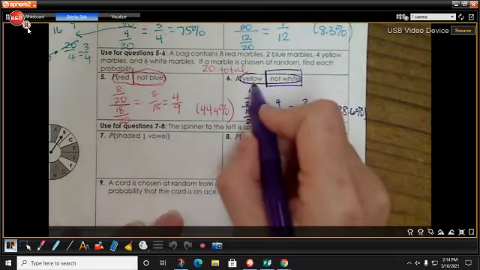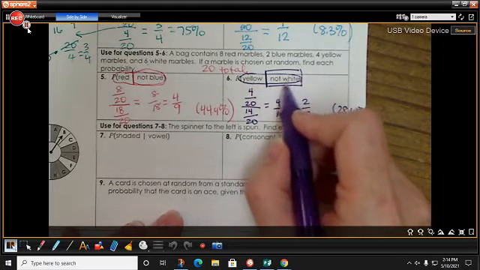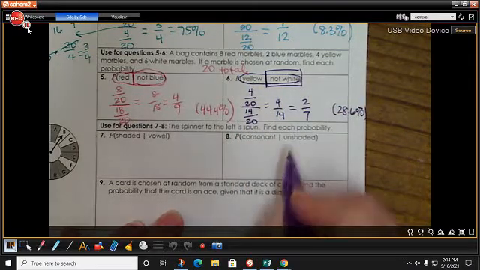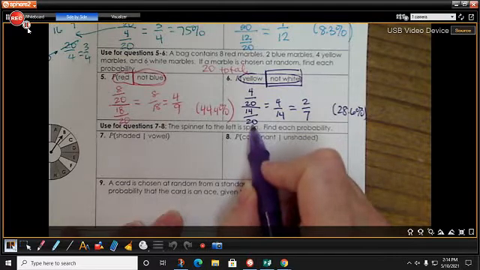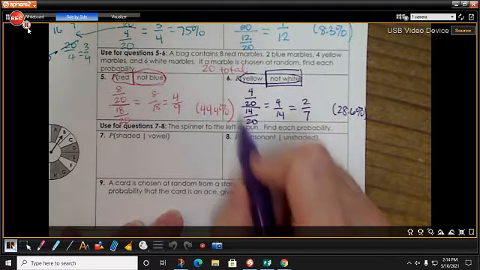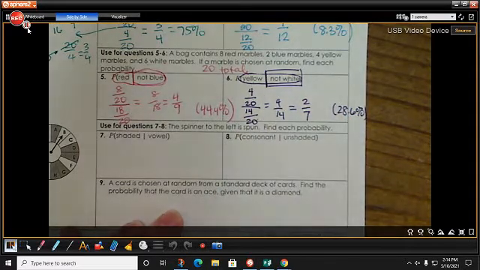So remember, this is happening after this one, knowing this one's already occurred. So I knew I didn't get a white. So I knew I had a 14 out of 20 chance. Then we're asking, what is the chance that out of that, it was yellow?